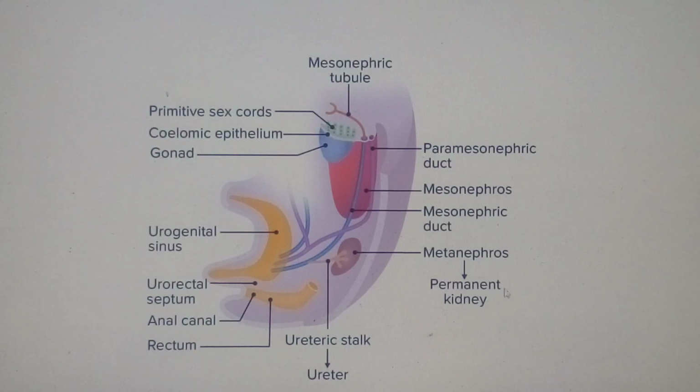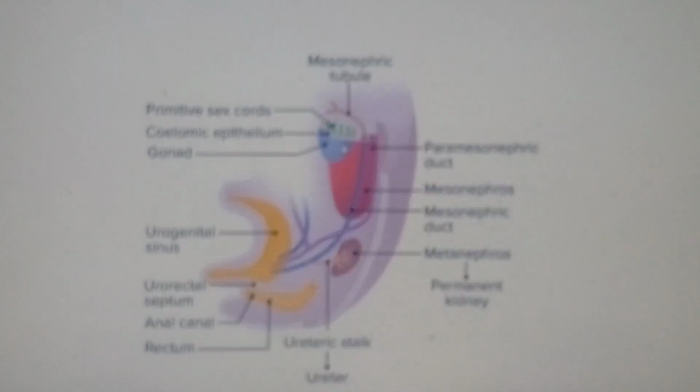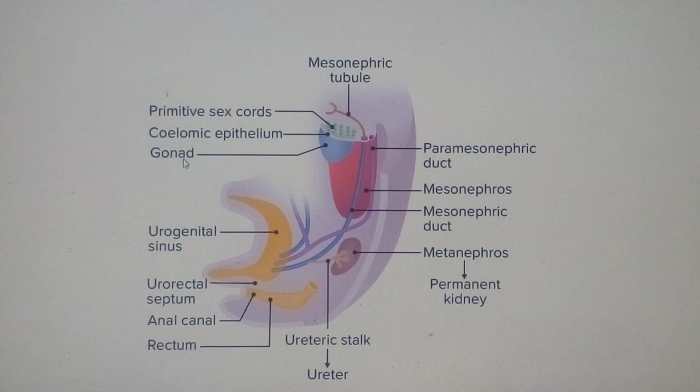Now, one thing as I'm talking about: I told you that the intermediate mesoderm over here will differentiate to become what we call the nephrogenic cord. This is the nephrogenic cord, and at a point, eventually, I find this, which is of course the genital ridge. The genital ridge will eventually become the gonad, by way of the testes in males and the ovary in females.